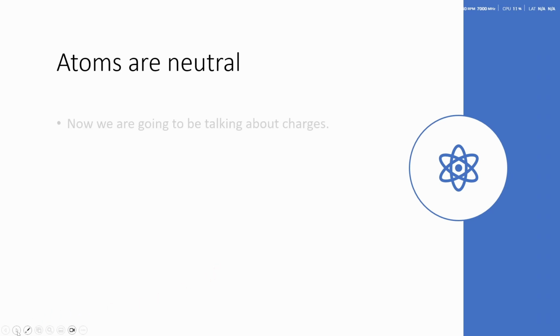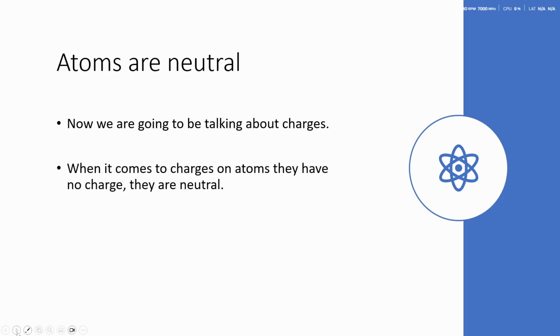Just to reiterate, atoms are neutral. And we're going to start talking about charges. So when it comes to charge on atoms, they have no charge, they are neutral. They are not positively charged or negatively charged because the number of protons and the number of electrons balance out.